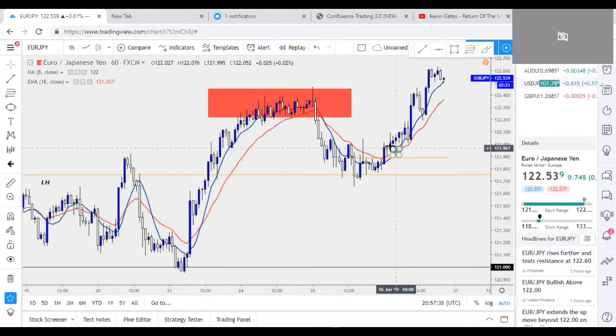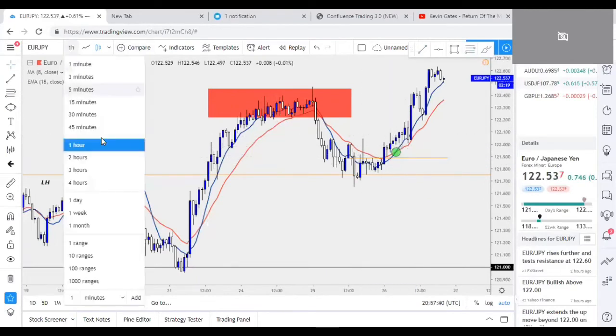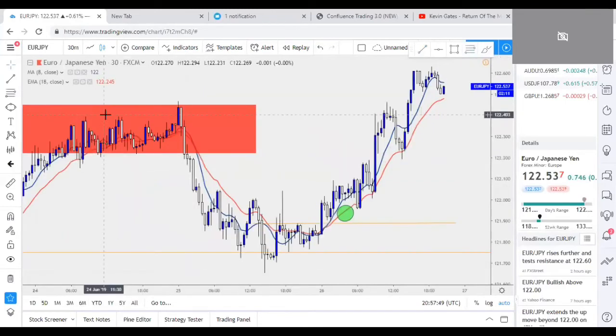So I got my momentum cross at this point right here. So what I'm going to do is, I'm not going to take entry unless I have that momentum cross telling me that buyers are now in control. And with me, it's just an extra confirmation.